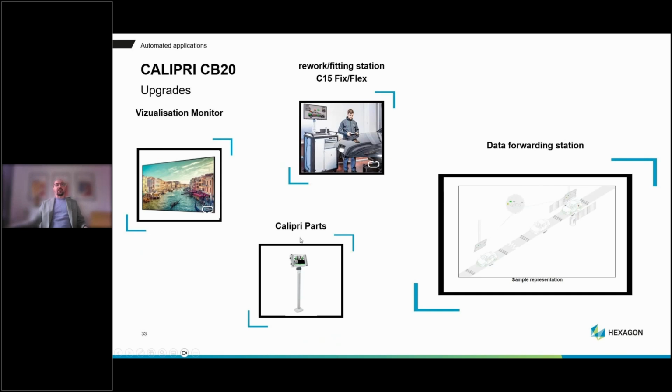In the repair station, a worker could use CaliPRE parts. So basically, he sees on the data forwarding station, okay, I have to repair a part of that. If he then wants to make sure that the repair is successful, he can use CaliPRE parts, which basically selects just a part of the measurement plan, and he can then remeasure it to make sure that the car is in perfect condition and can go to the customer.